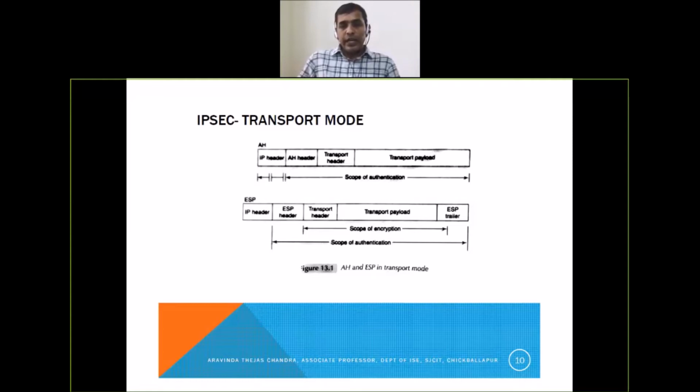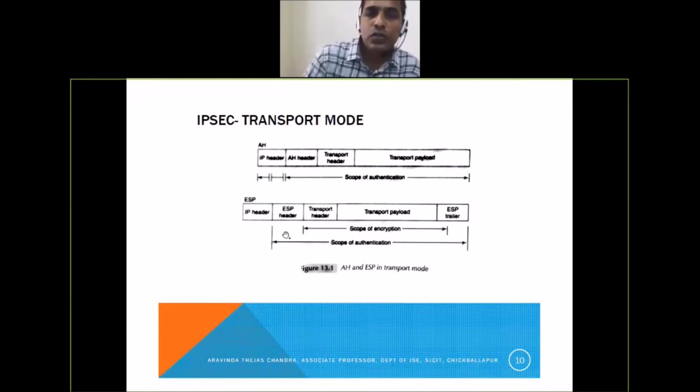Okay. So coming to transport mode for ESP. As I told you, ESP uses a header as well as a trailer. So after the IP header, there is the ESP header, and the ESP trailer you can see here. The ESP header is placed between the IP header and the transport header. After the transport header come the transport payload and the ESP trailer. The only difference is that AH has only a header, whereas ESP uses a header placed between the IP and transport header, and an ESP trailer placed after the transport payload or data.